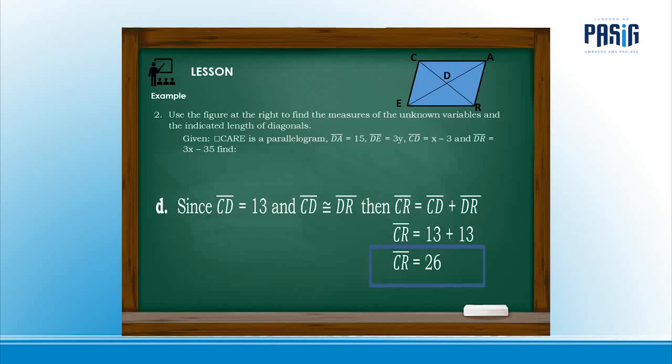Let us now solve for the value of diagonal CR. Since side CD is equal to 13 in the previous solution, and side CD is congruent to side DR, then diagonal CR is equal to the sum of side CD and side DR. So diagonal CR is equal to 13 plus 13 by substitution. Then, the value of diagonal CR is equal to 26.